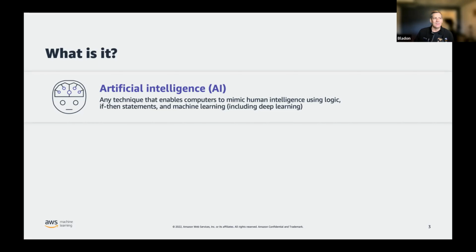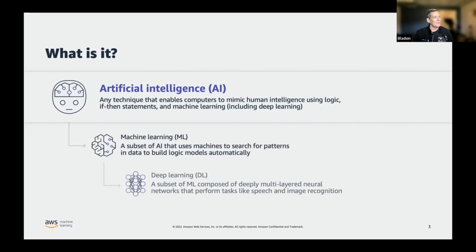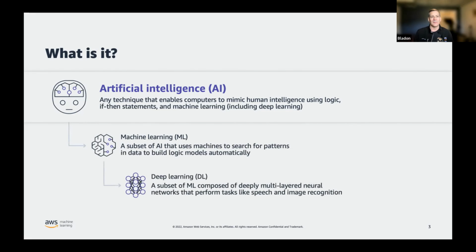And finally, deep learning is a subset of this broad category of machine learning, and that uses a technique known as deep neural networks. And these systems replicate how human brains actually function, and that allows the systems to address more complex use cases that were previously not possible with conventional logic or older AI algorithms.